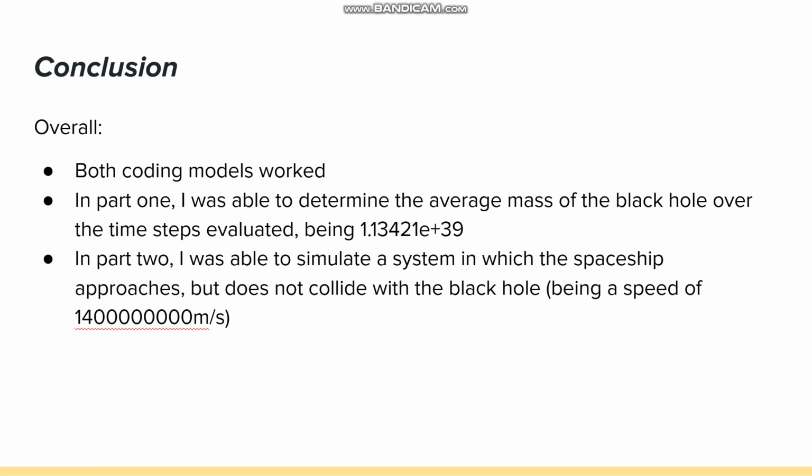In conclusion, overall, both coding models worked. In part 1, I was able to determine the average mass of the black hole over the time steps evaluated, being 1.13421 times 10 to the power 39 kilograms. In part 2, I was able to simulate a system in which the spaceship approaches but does not collide with the black hole, being a speed of 1,400,000,000 meters per second.